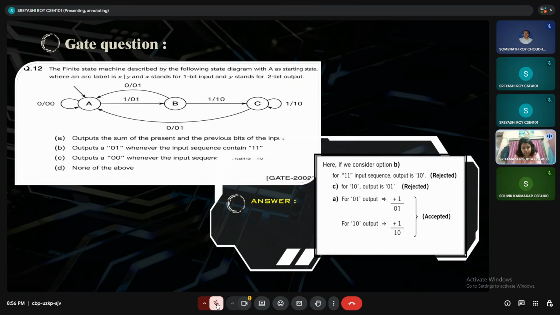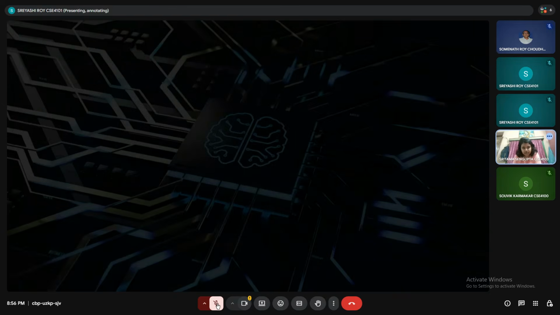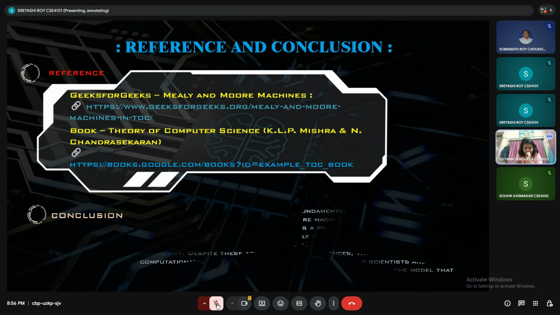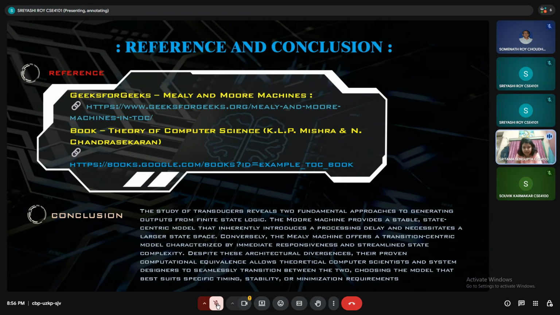Then we will go to the conclusion slide. Here we can tell that there are two types of machine, Mealy machine and Moore machine. So Mealy machine is faster than the Moore machine, and Moore machine is slower. And in Mealy machine there are fewer steps, and in Moore machine there are more steps. So that is it, thank you.